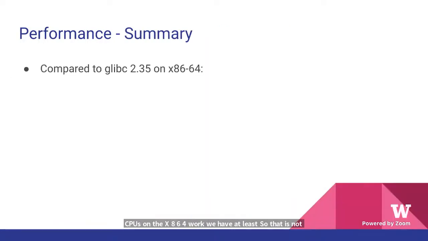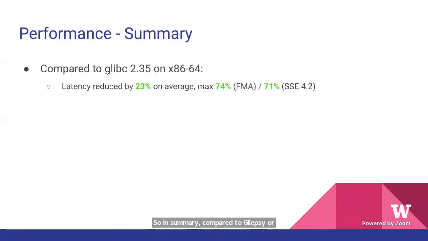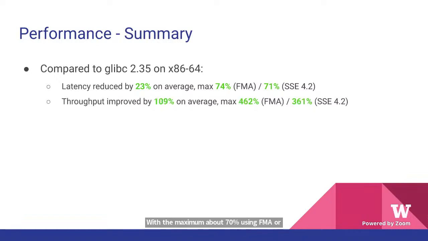So in summary, compared to glibc on x86-64 on our system, on average, we reduced the latency by 23%, with the maximum about 70% using FMA or SSE 4.2. For the throughput, we more than doubled it on average, and in the best case, it can reach 5 to 6 times.